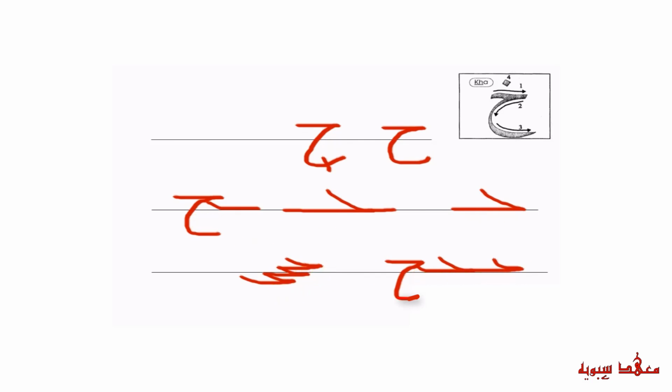Next we have the kha. It's the same way, but the difference is where the dot is. Let me just show you where the dot is supposed to be. So in its isolated form, it goes on top here. Similarly here, it goes on top. And similarly here, it goes on top as well.